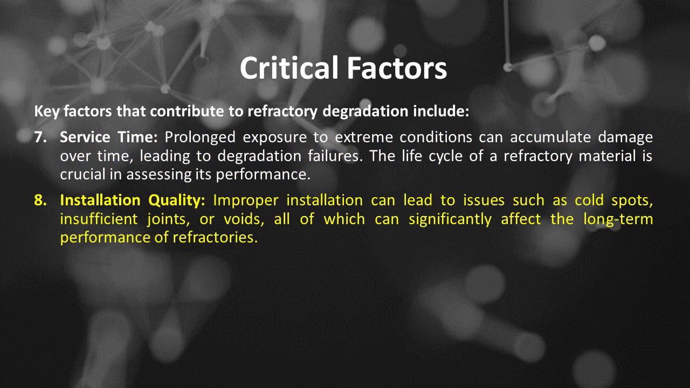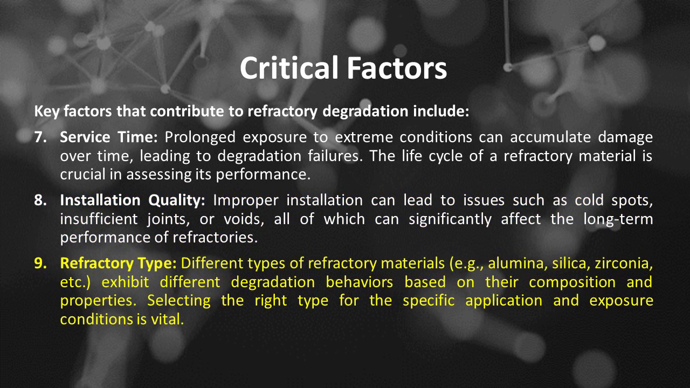Number 8 is installation quality. Improper installation can lead to issues such as cold spots, insufficient joints, or voids, all of which can significantly affect the long-term performance of refractories. Number 9 is refractory type. Different types of refractory materials, e.g., alumina, silica, zirconia, etc., exhibit different degradation behaviors based on their composition and properties. Selecting the right type for the specific application and exposure conditions is vital.